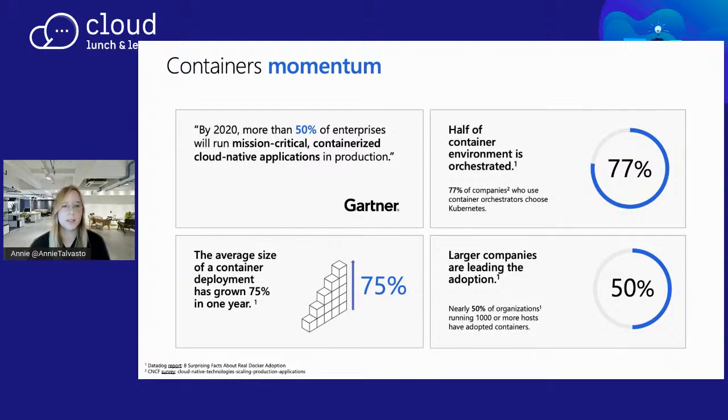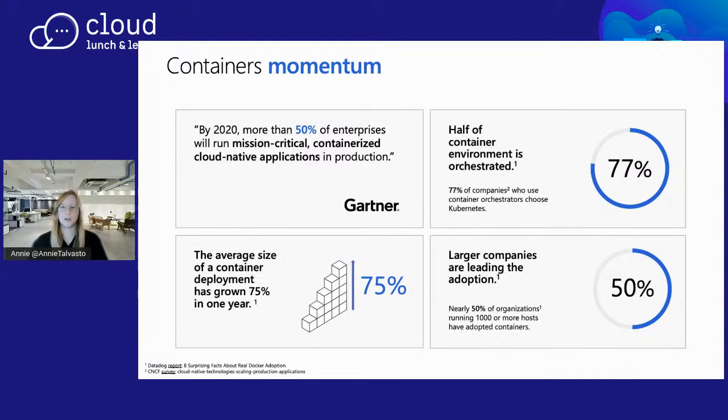By 2020, this is a bit of an old stat, but it is still valid: more than 50% of enterprises will run mission-critical containerized cloud-native applications in production, according to Gartner. So it is very big in the enterprise scene already as well. Half of the container environments are orchestrated. I will get to these terms a bit later because this is a getting started session.